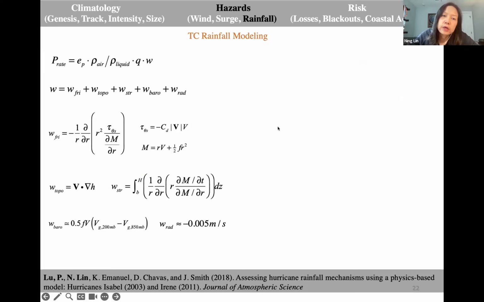On the rainfall side, we use a simple physics-based rainfall model, and that model is basically just these lines of equations. There's not even any solving of equations. It's just that the rain rate depends on the upward motion of the air, and the upward motion velocity depends on the frictional effects, topographic effects, stretching effects, baroclinic effects related to wind shear, and the constant radiative cooling effects. And this code runs in about a minute on a typical PC.